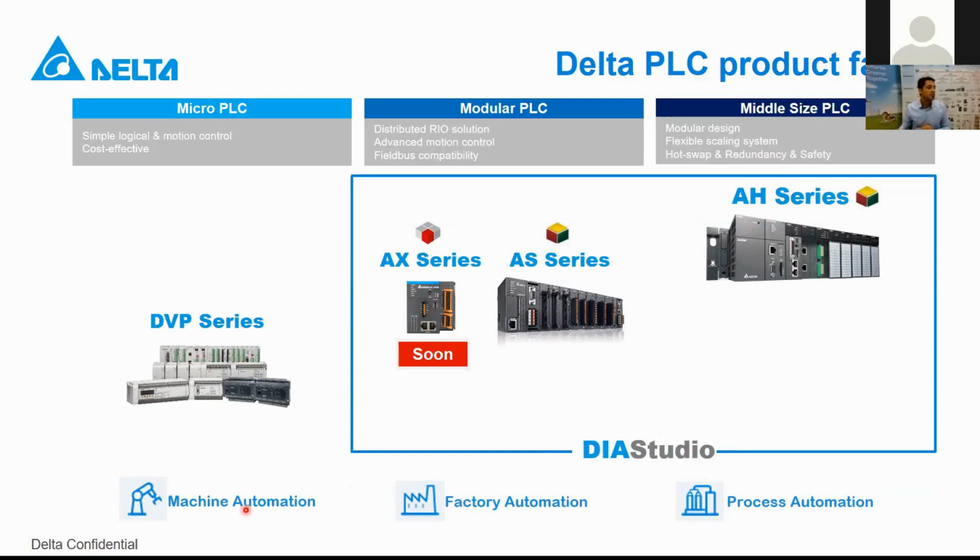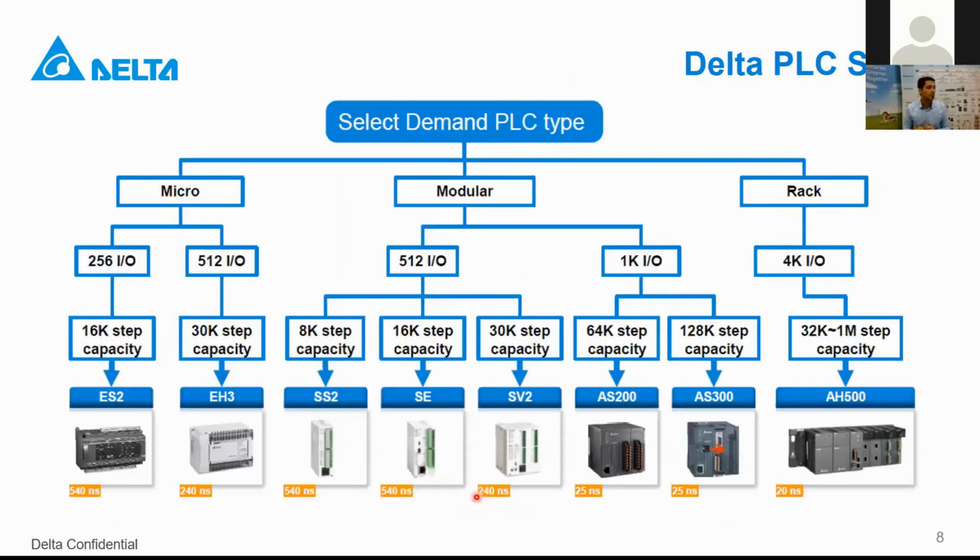And here you can see more or less where each is located. For the AS series, we mainly focus on machine and factory automation. For AH, process automation mainly, and factory automation sometimes, and DVP also between machine and factory automation. So this is the family that we have in our portfolio.